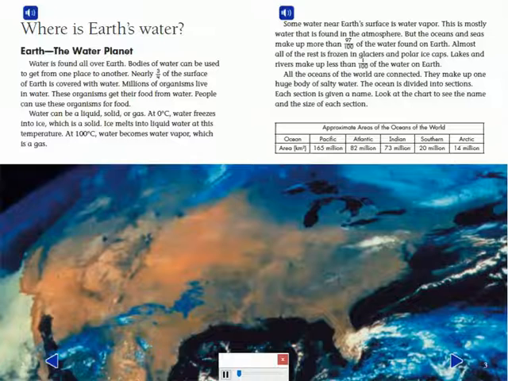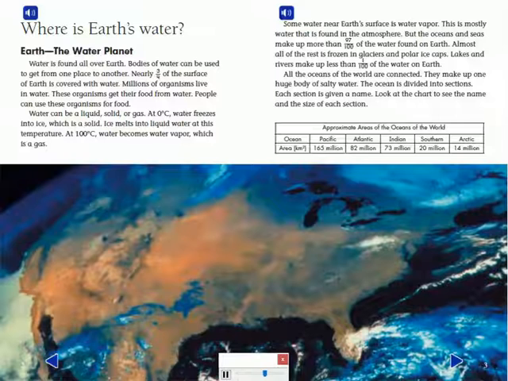Some water near Earth's surface is water vapor. This is mostly water that is found in the atmosphere. But the oceans and seas make up more than 97/100ths of the water found on Earth. Almost all of the rest is frozen in glaciers and polar ice caps. Lakes and rivers make up less than 1/100th of the water on Earth.